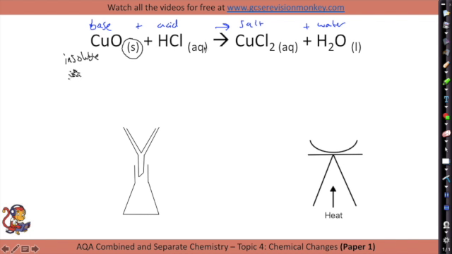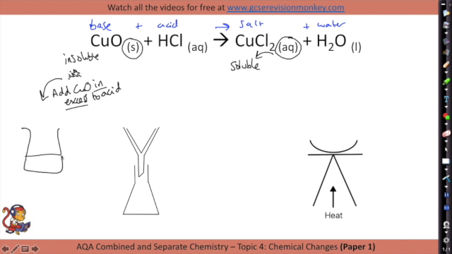That will react with acid and make a soluble salt. You can tell by this state symbol of AQ, which means aqueous, that is soluble and it's going to be dissolved in water. So to start off with, to make our salt, we need to add the copper oxide in excess to the acid. Really important term, it means we keep adding it until no more reacts.